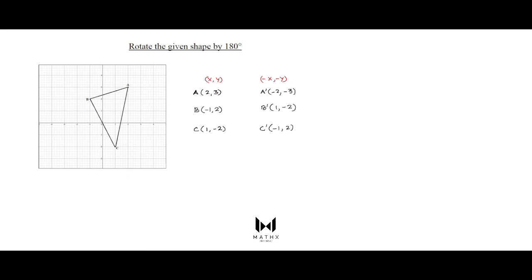Now we shall plot these points on the grid. First is (-2, -3), that is A'. Then we have (1, -2). So we have it over here. That point becomes B'. And then (-1, 2), which is over here. That becomes C'. Now we shall join these points.